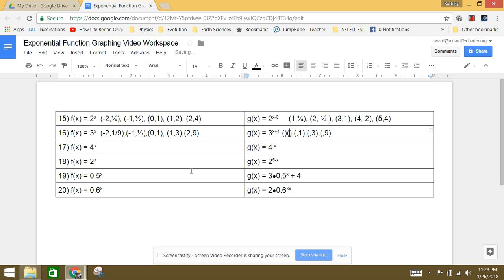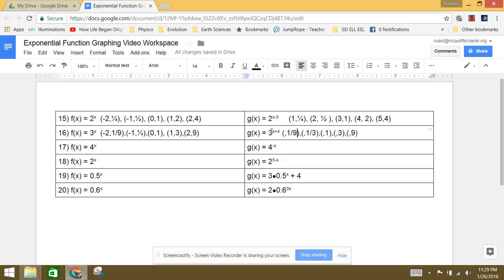Okay, so there's 1/3 and 1/9. So those were the outputs we got over here for this function. These are outputs you could easily get for a base of 3. You can get 1/9 if you have -2 as an exponent, 1/3 if you have -1, 1 if you have 0, and 3 to the first is 3, and 3 to the second is 9.